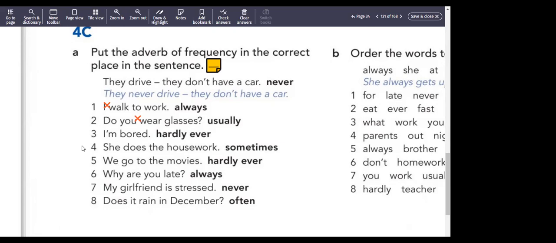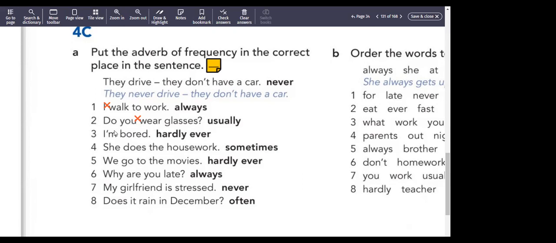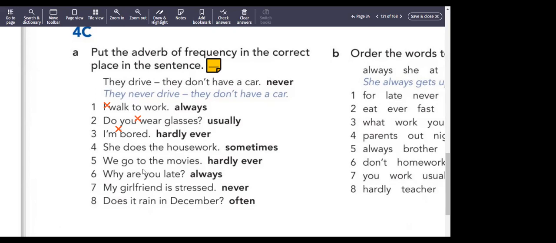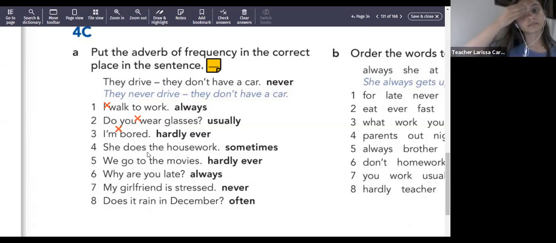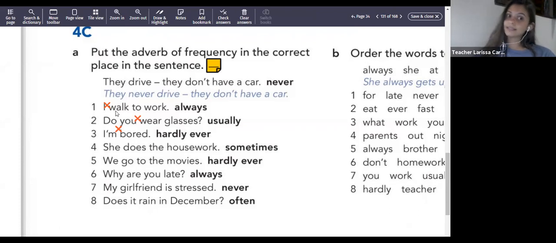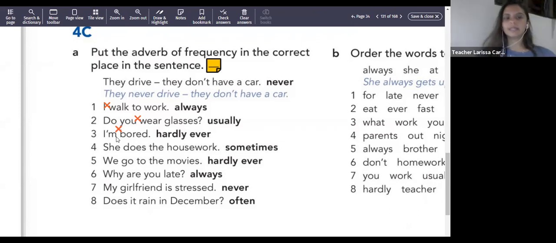I'm hardly ever bored. Where? I'm bored hardly ever, or I'm hardly ever bored. I'm hardly ever bored. Why? Porque. Because of the verb to be. Yes, Cecilia, you're right. Great. Fiquei meio insegura. But yes, the verb to be. You're right. Okay. Number 4.